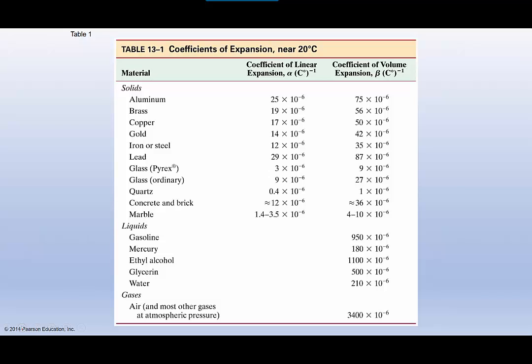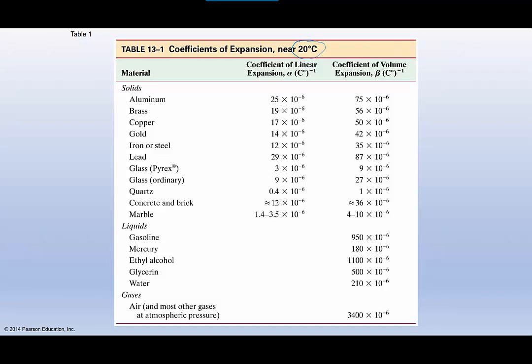It lists a number of solids and their coefficients of linear expansion in the center, and then the volume expansions on the right in the right column. Notice that these are coefficients near 20 degrees Celsius. And we can see that they're all written in scientific notation, although some of them not in proper scientific notation, so that they're all to the power of -6.